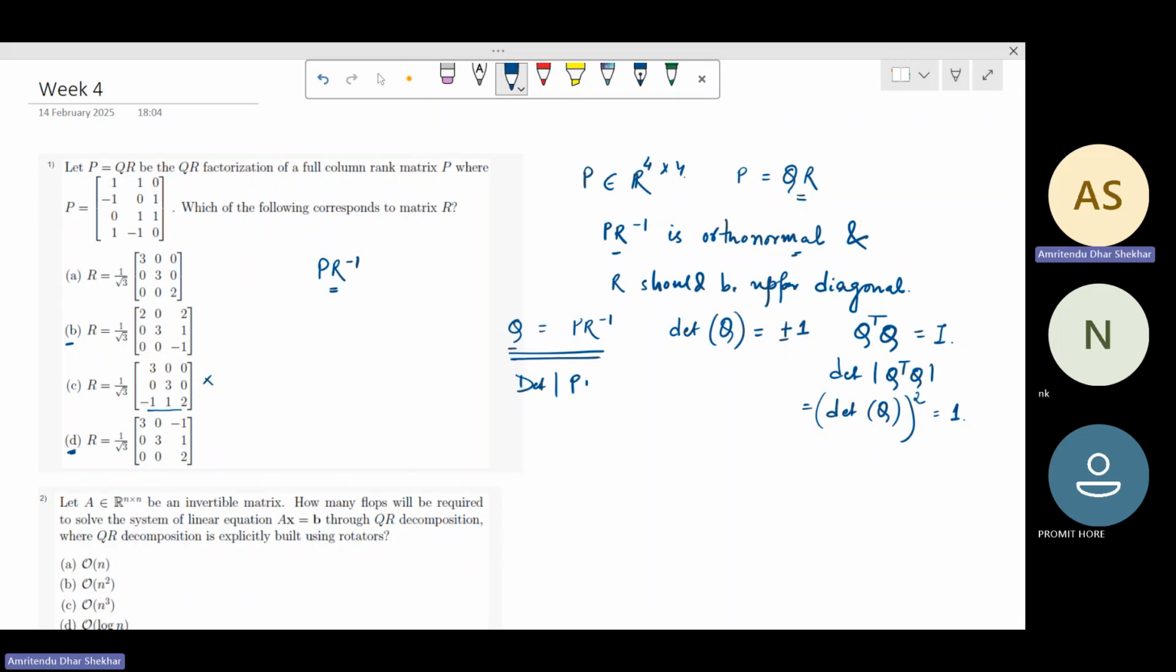So the determinant of P R inverse should be equal to plus or minus 1, which means that the determinant of P divided by the determinant of R should be equal to plus or minus 1. So one thing that you can check is that the absolute values of the determinants of P and R should be identical. That could be one way to eliminate an option. Otherwise you have to explicitly perform this computation.